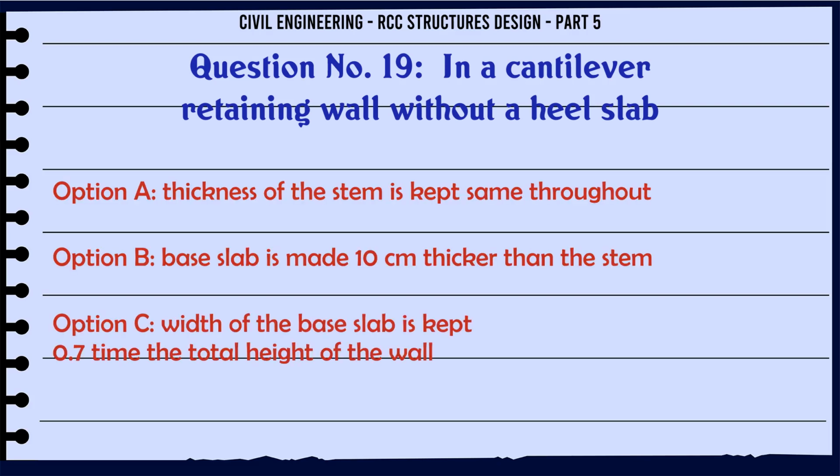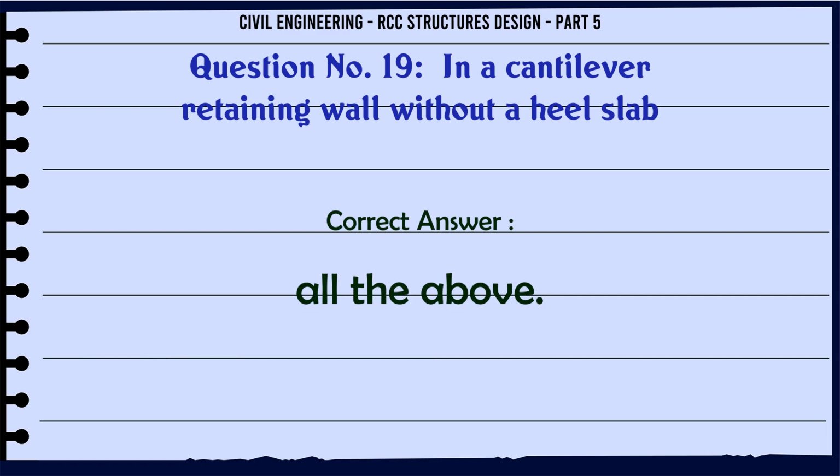In a cantilever retaining wall without a heel slab, A. Thickness of the stem is kept same throughout, B. Base slab is made 10 cm thicker than the stem, C. Width of the base slab is kept 0.7 times the total height of the wall, D. All the above. The correct answer is all the above.